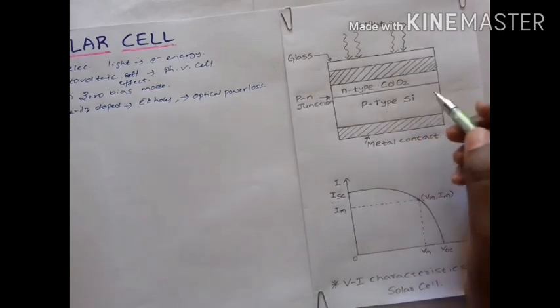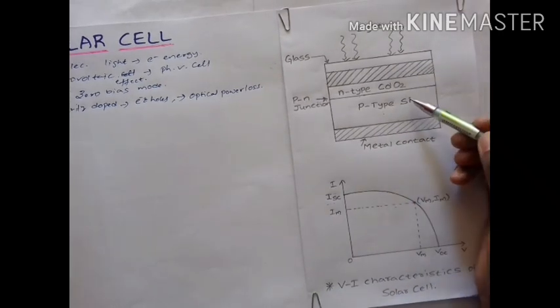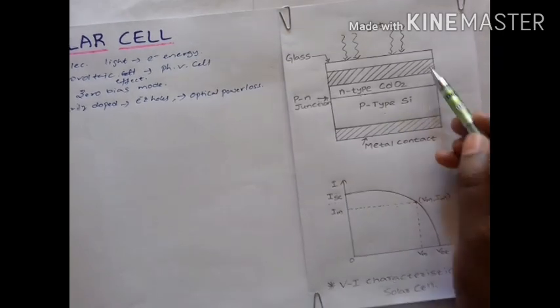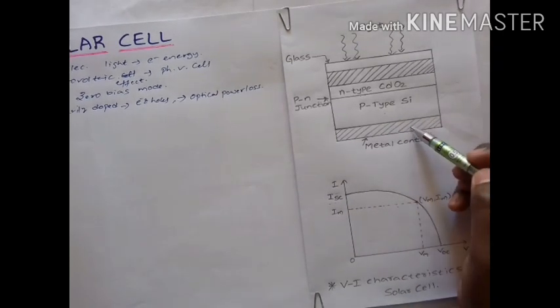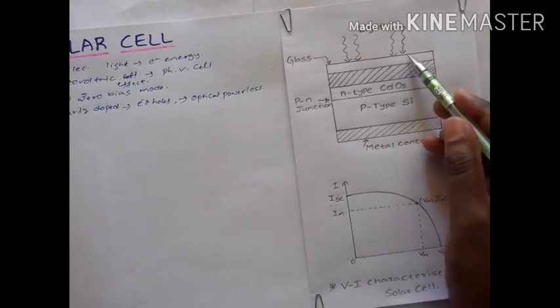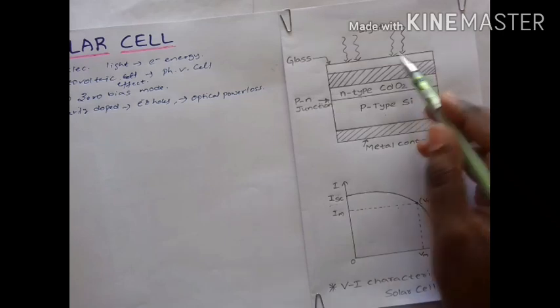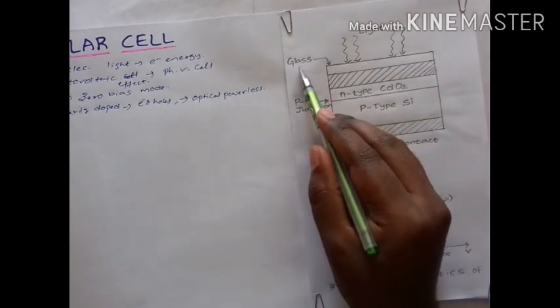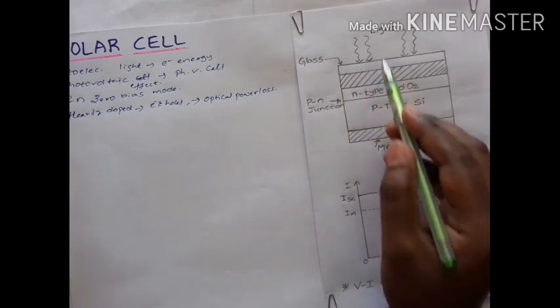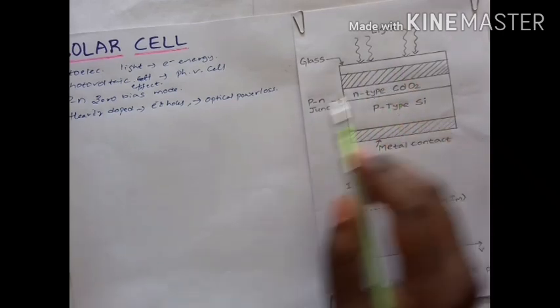In this diagram you can observe these two semiconductors, that is p-type and n-type semiconductors, are placed between two metal contacts or two metal plates. These two metal plates will conduct the electricity, and on top of the metal plate you can observe a glass window. This glass window will allow the light from the top surface of the solar cell.